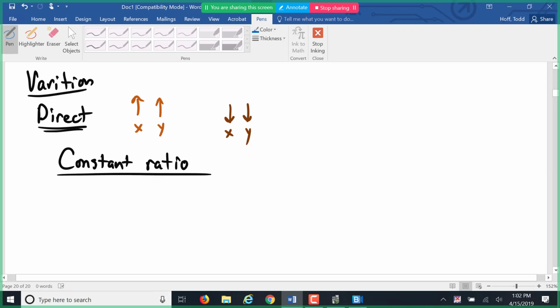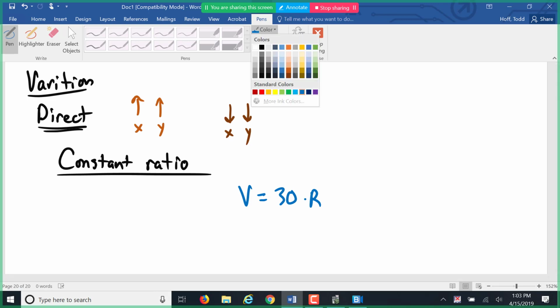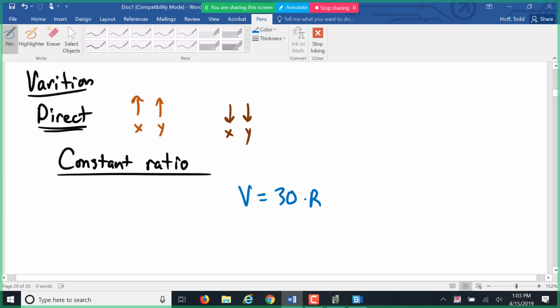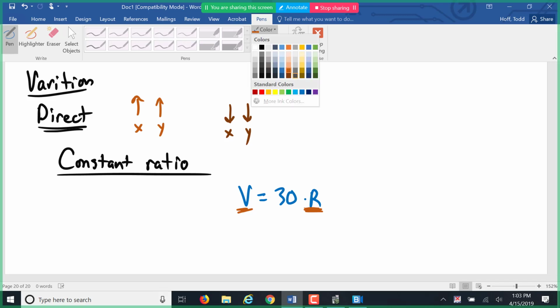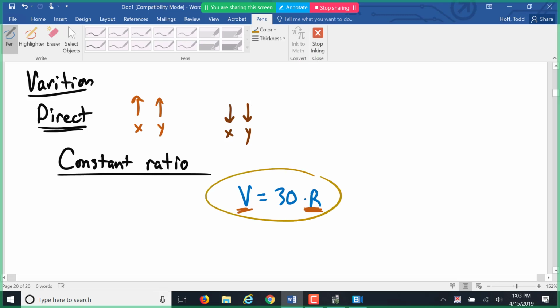Let's look at electricity. Let's say voltage equals 30 amps times whatever our resistance is. We can find consistently that whatever the resistance changes, the voltage goes up in a predictable manner. It's a constant ratio. This, of course, gives us one of our forms.